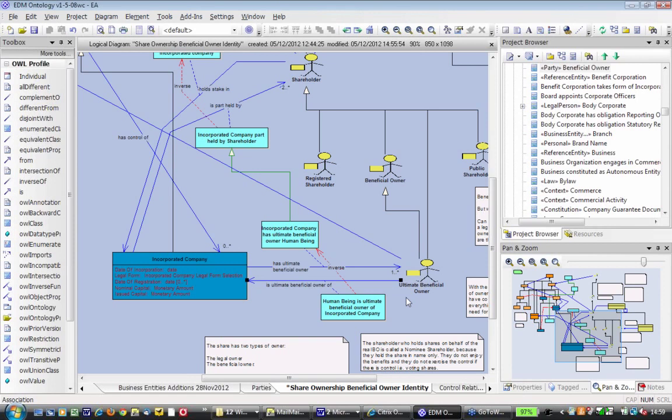From some of our early reviews, we got ultimate beneficial owner with a relationship not to the share but to the company, i.e., the company has some ultimate beneficial owner. Does anybody recognise that concept? Well, Mike, it's Phil here.